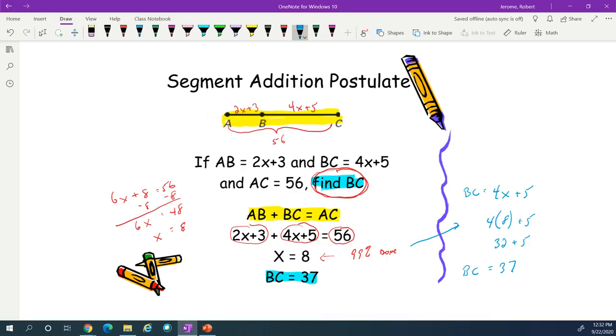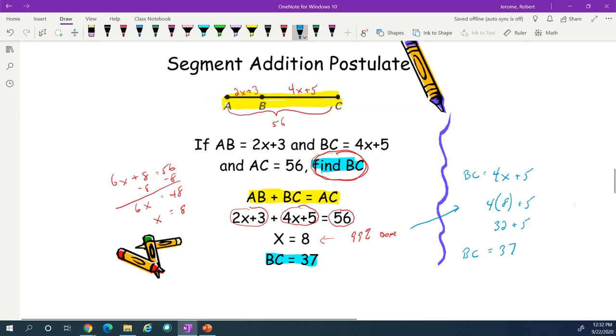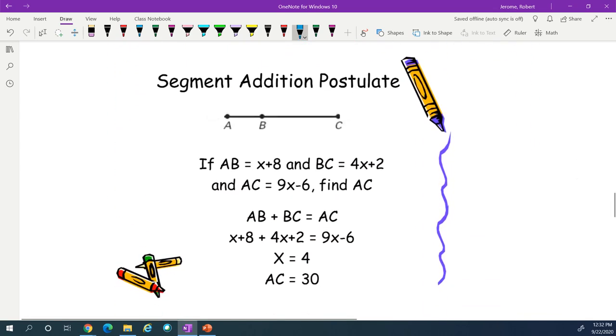They could have asked for AB. They could have asked for everything. So read the question carefully. Reread the question carefully. Again, not changing the picture, not changing the segment addition. So from a geometry perspective, we understand segment addition. That's the whole lesson. Everything else I'm showing you is algebra underneath the problem.